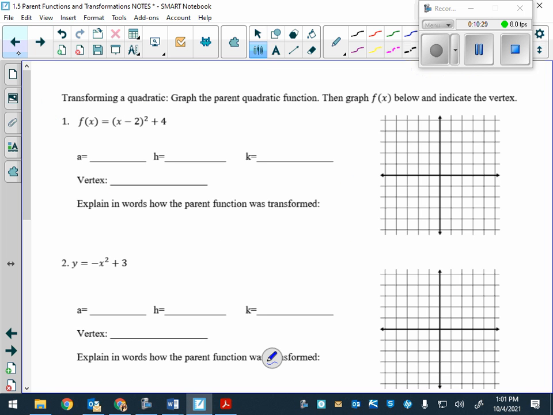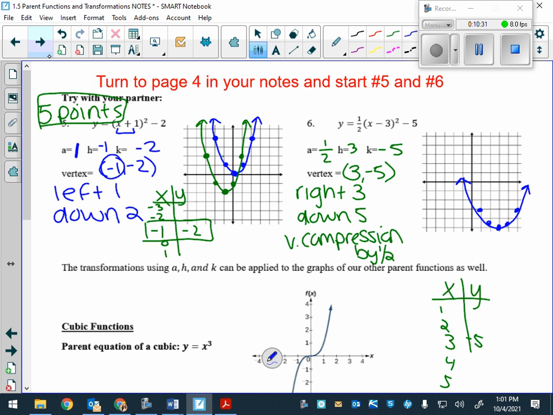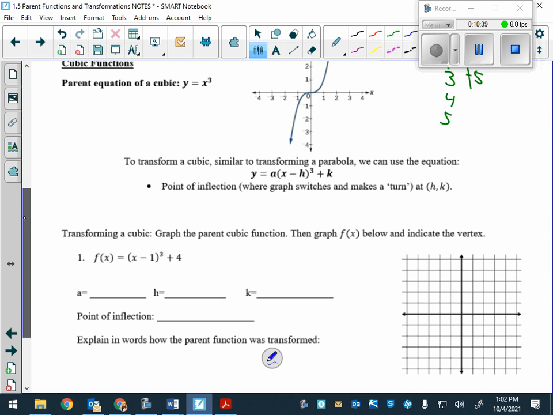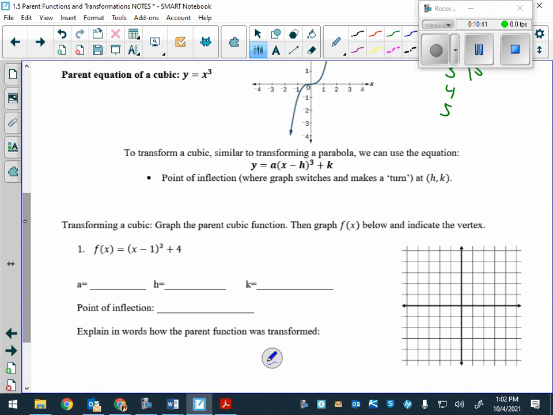So I do want to actually mention one point. We're getting into our other functions. Okay? So for some of these, we're really not going to establish A, H, and K all the time, but it's for you to understand what each of these variables does. Okay? So for the cubic function, okay, this too, 3 to 5 points should be graphed. Okay? 3 to 5 points should be graphed.